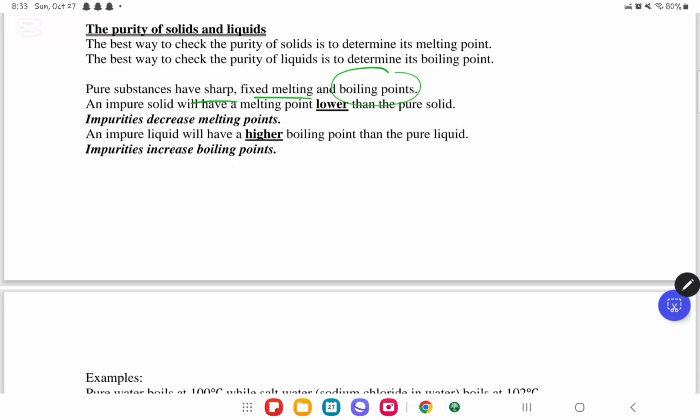Impure substances, okay, pay attention. An impure solid will have a lower melting point than the pure solid, as impurities decrease the melting point, and an impure liquid will have a higher boiling point than the pure liquid, as impurities increase the boiling point.